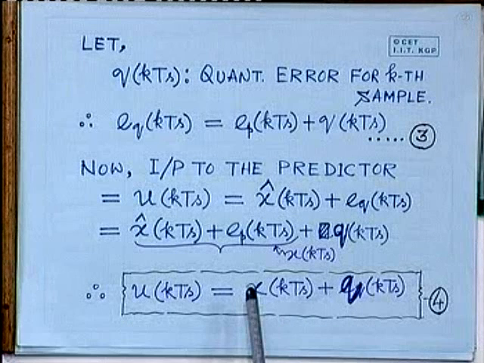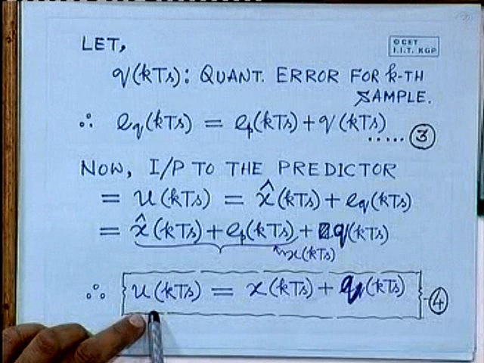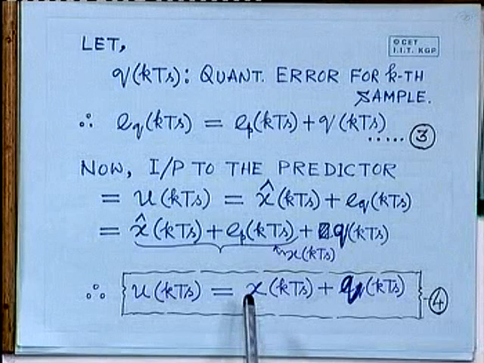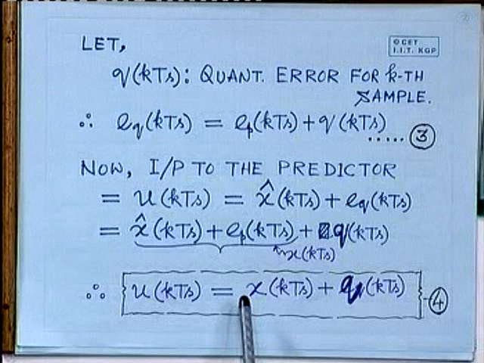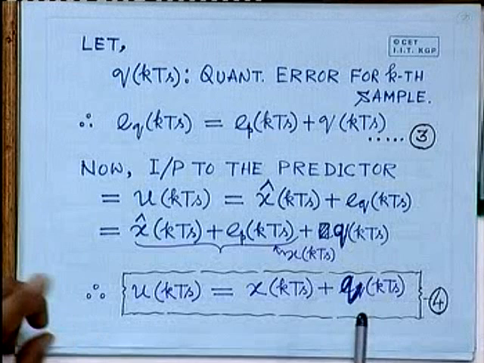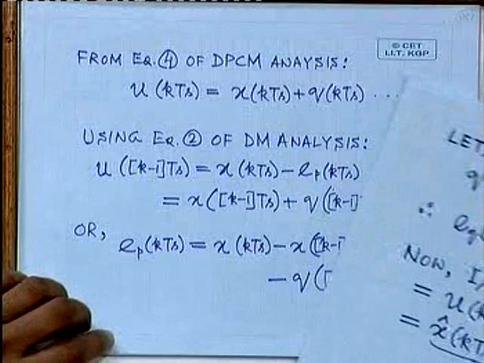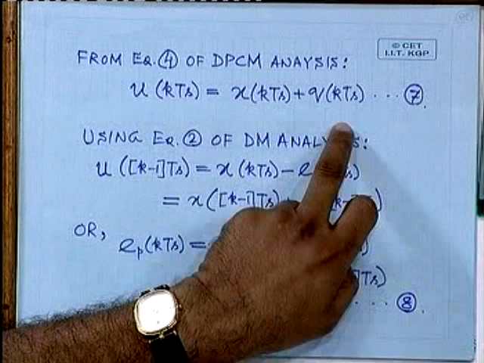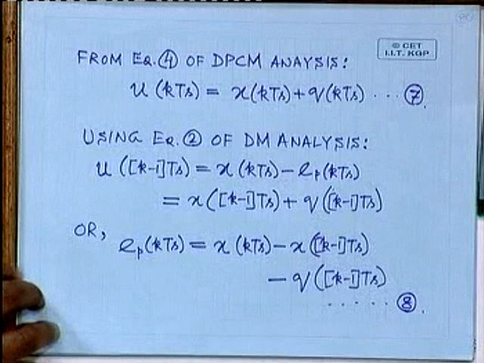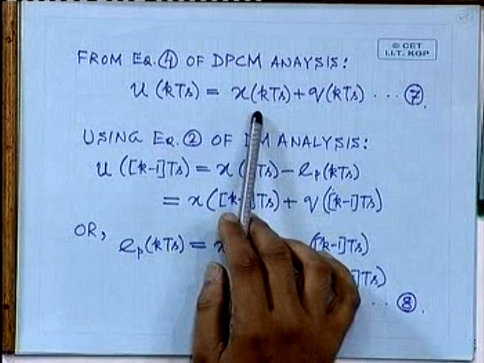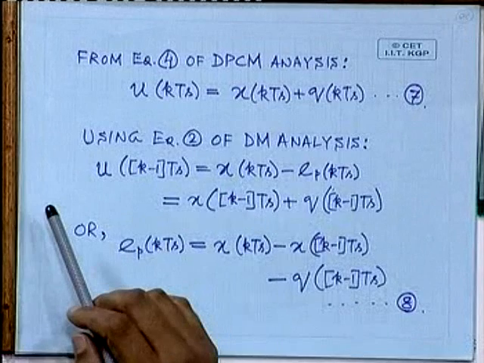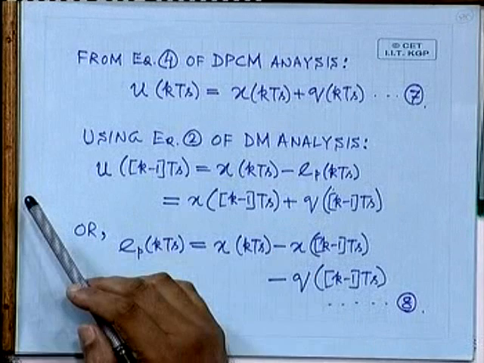Can anybody briefly tell me what was U(kTs)? Kth input to the predictor. Okay. X(kTs) was the kth input sample, speech sample. And Q(kTs) was the kth quantization error. Is it not? So I am making use of this equation, and I am reproducing it here as well. Really, this is the equation which we have already seen. So U(kTs) was X(kTs) plus Q(kTs).